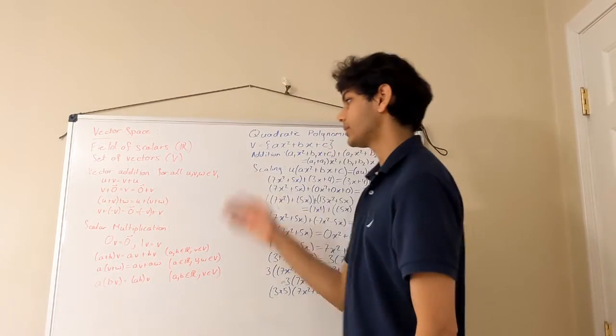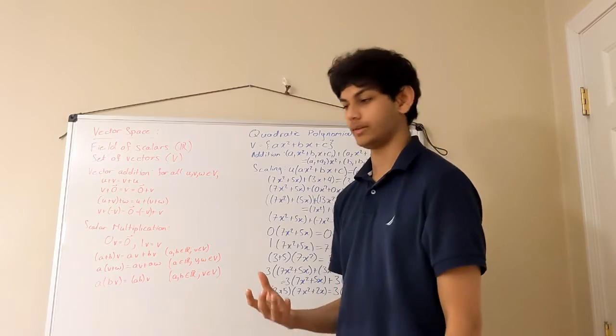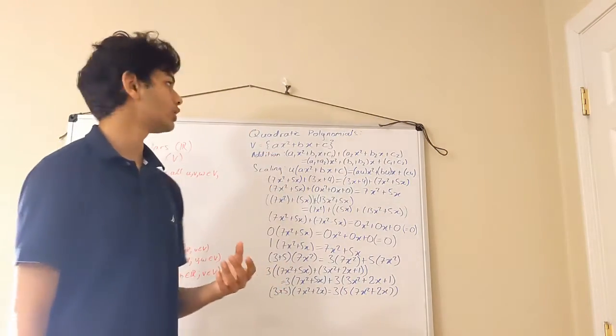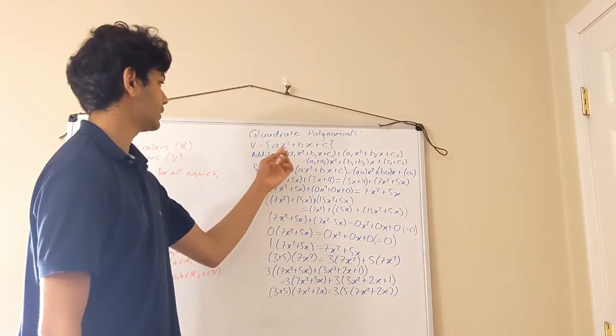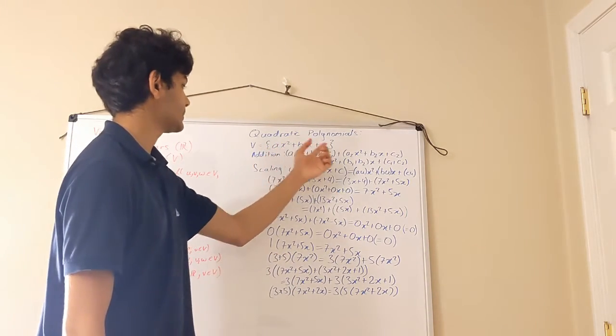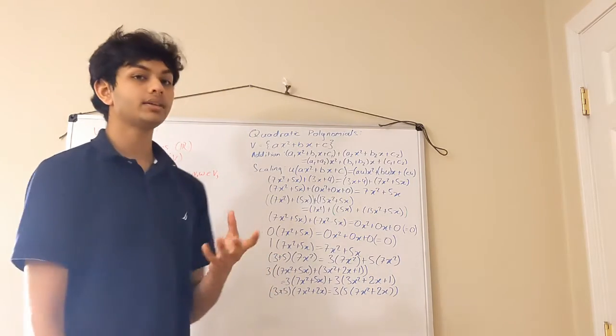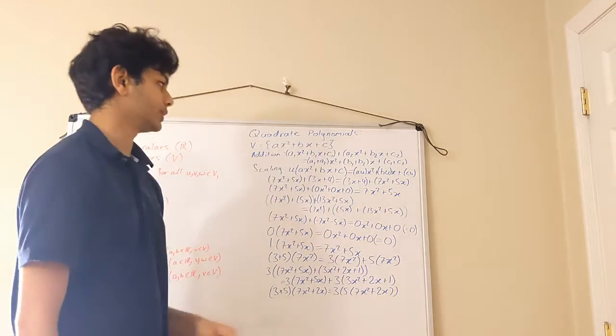So now let's introduce an example of a vector space that's not going to be the Euclidean vector space. And that is going to be the vector space, or the set of all quadratic polynomials with real coefficients. So that's ax squared plus bx plus c, where a, b, and c are real numbers. So your vectors in this case are going to be polynomials.